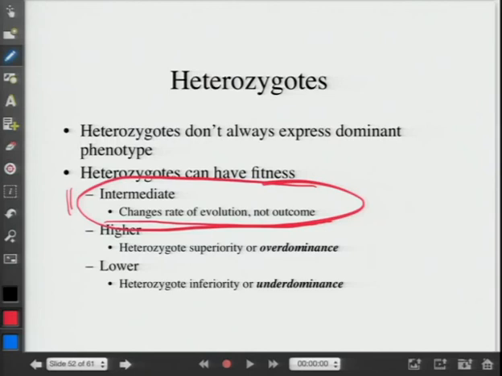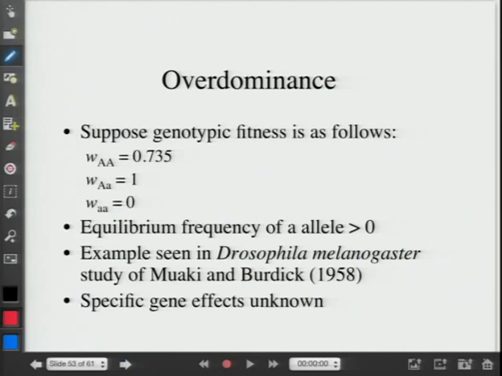If the heterozygotes have fitness that is higher than either of the homozygote classes, that's called overdominance. And if the heterozygotes have fitness that is lower than both of the homozygote genotypes, that's called underdominance. And in these cases, you get different evolutionary outcomes of the allele frequencies. So here's an example with overdominance. These are the genotypic fitnesses. The fitness of the big A genotype is 73.5% of the fitness of the heterozygotes.